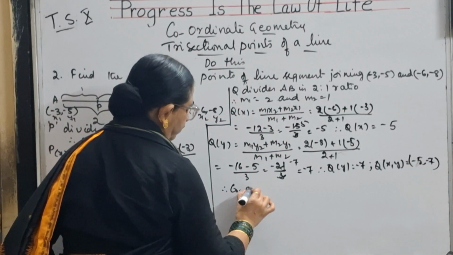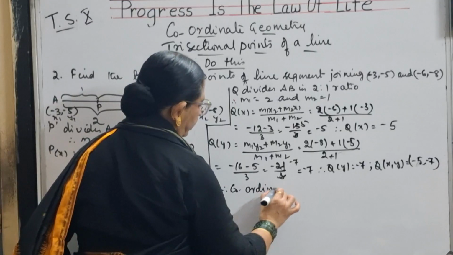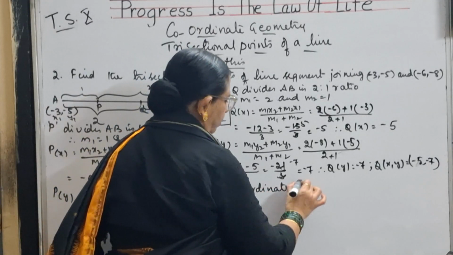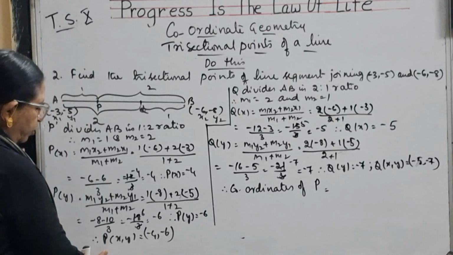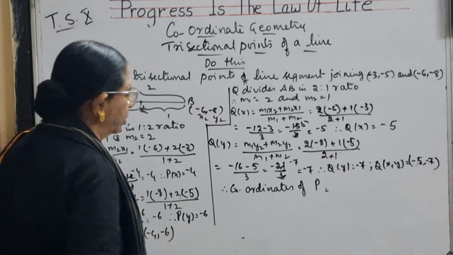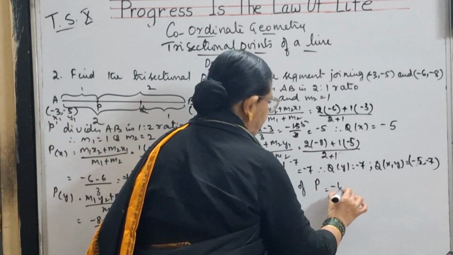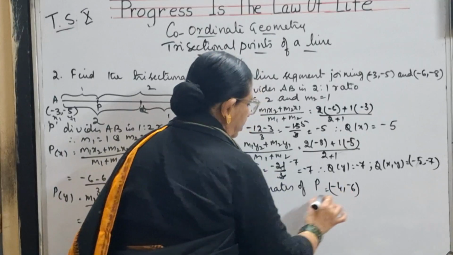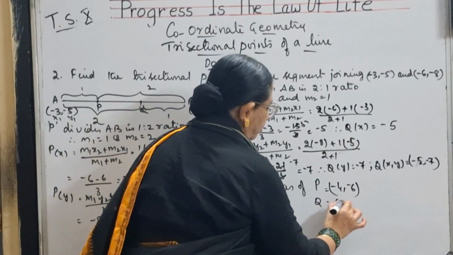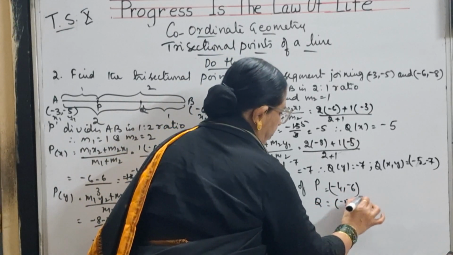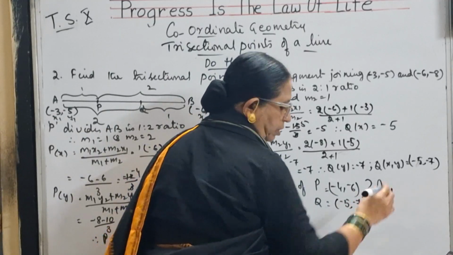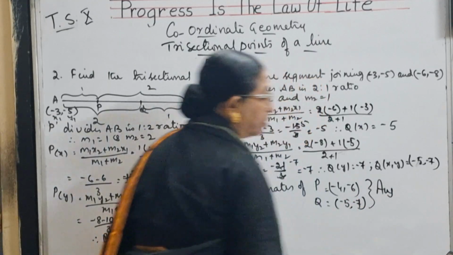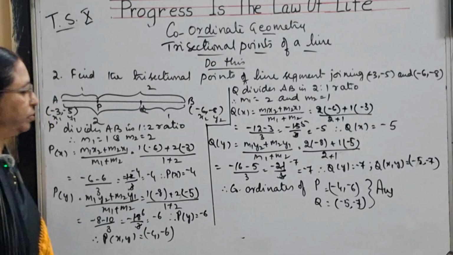Therefore, the coordinates of P are, how much have we got for coordinates of P? (-4, -6), and Q is equal to (-5, -7). These two are the answers of this problem, children. Please note it down.